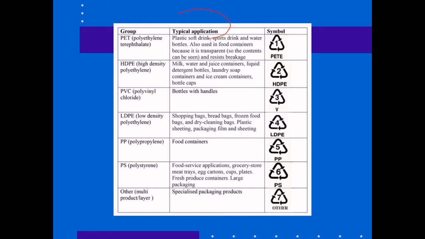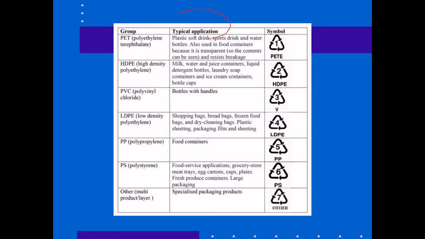packaging materials. Number one, I mentioned in the earlier slide, is used for plastic soft drink bottles. Number two is normally used for juice containers, liquid detergent bottles, ice cream containers, and bottle caps. Number three is PVC, normally for bottles with handles. Number four, low density polyethylene, is used for shopping bags, bread bags, and frozen food bags.